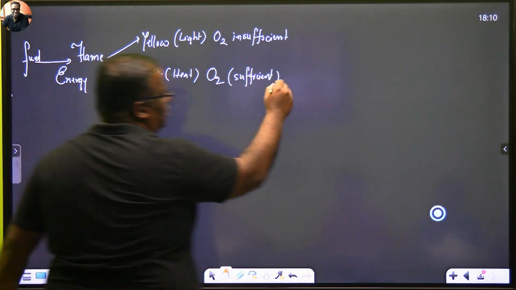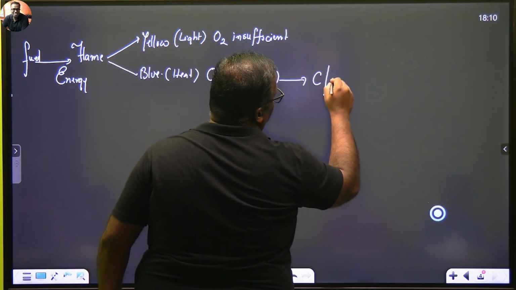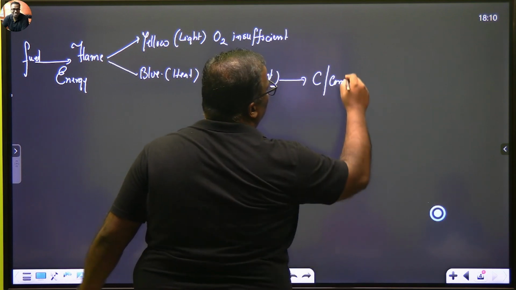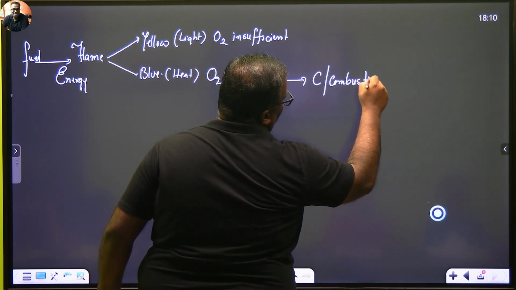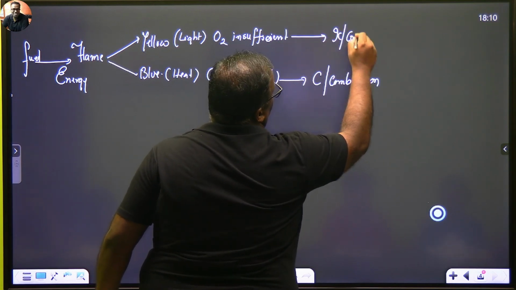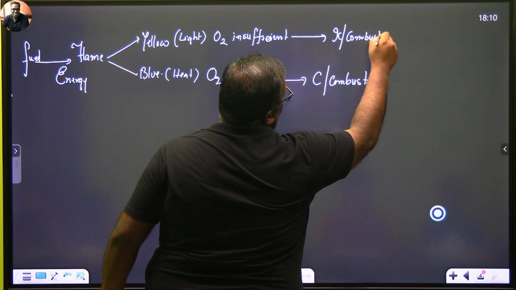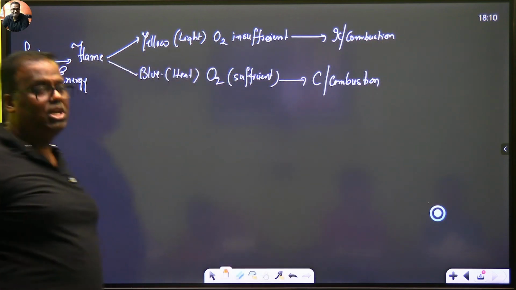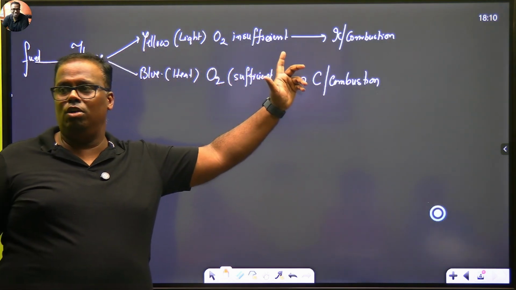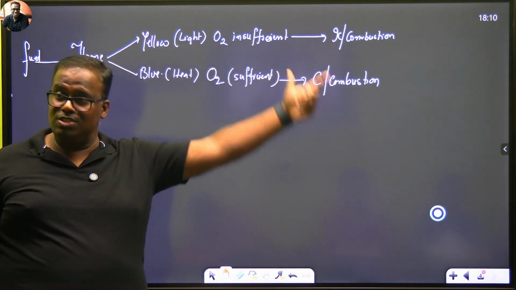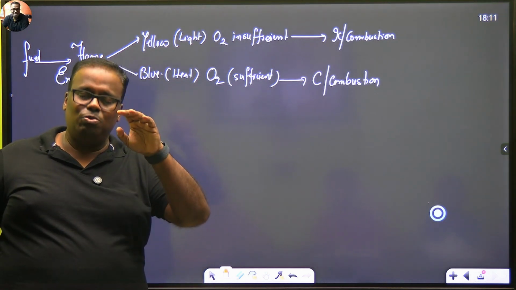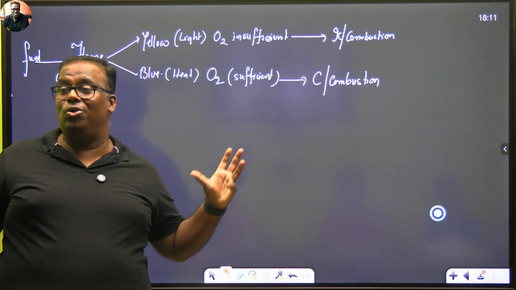If the oxygen is sufficient, we expect complete combustion. Yes or no? The fuel will burn happily, with all happiness it will burn. And here we expect incomplete combustion. Fantastic. Mishka, have you understood now the entire story of flame? Flame will always come in those substances which have vaporized, and in that vapor portion the flame can be yellow or blue.